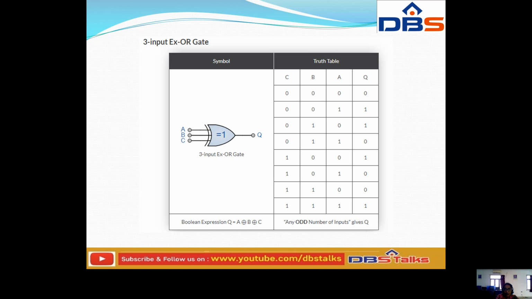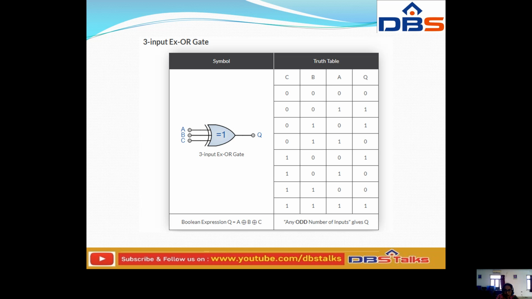This is A bar, B bar, C bar. This is A, B bar, C bar. Just like that, we have to assume. If the value of A is 0, the value of B is 1, and the value of C is 0, then the output will become 1. If the value of A is 1, the value of B is 1 and the value of C is 0, then the output will become 0.